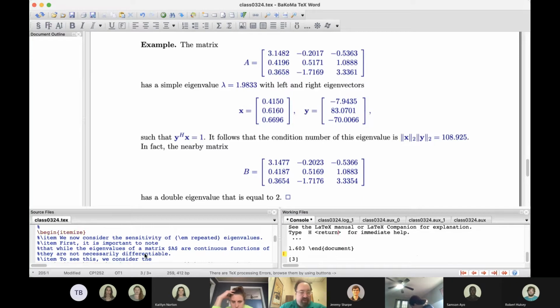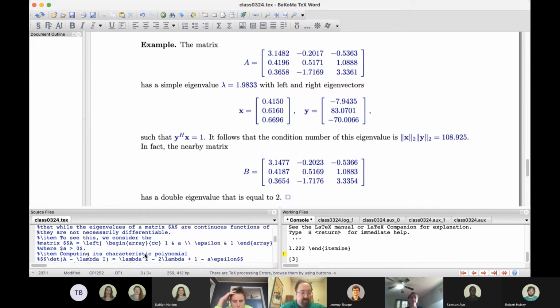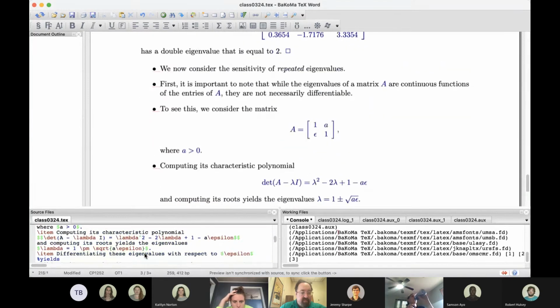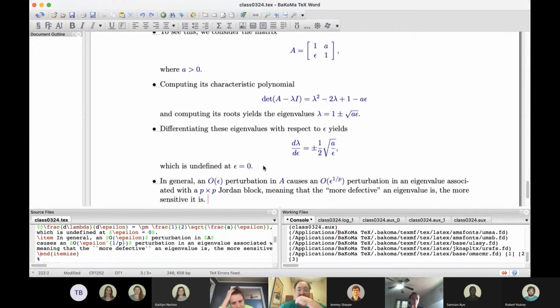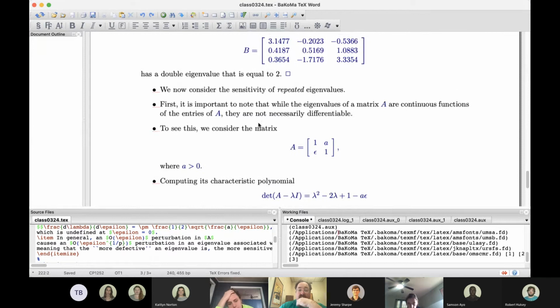What can we say about repeated eigenvalues? Now, as I mentioned last time, the eigenvalues of a matrix are continuous functions of the entries. That does not mean, though, that they are differentiable functions of those entries.